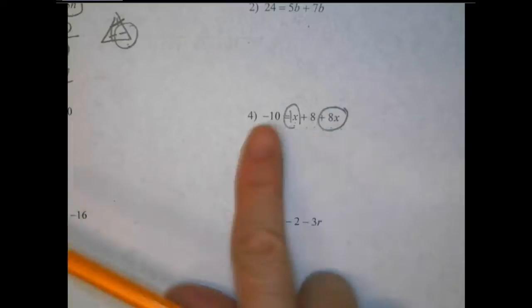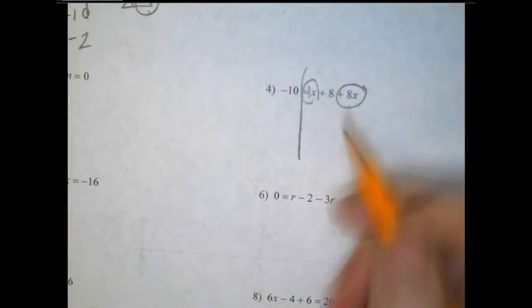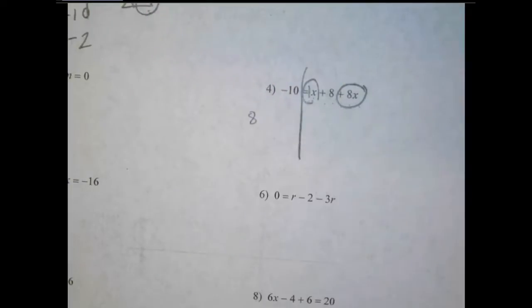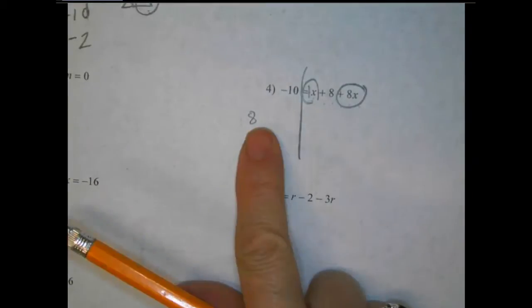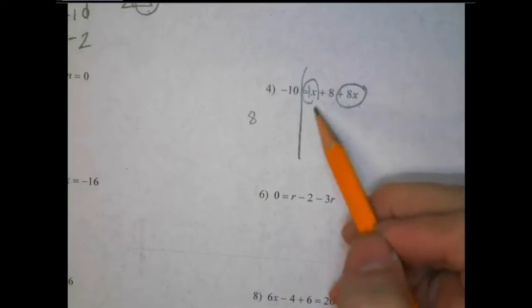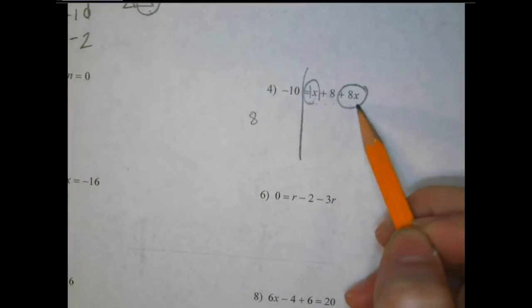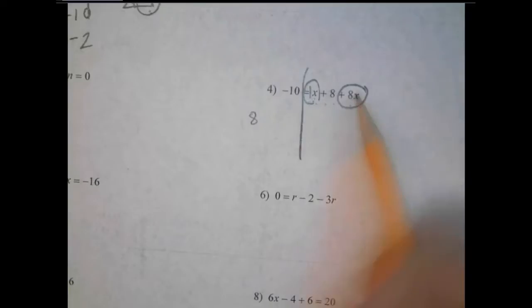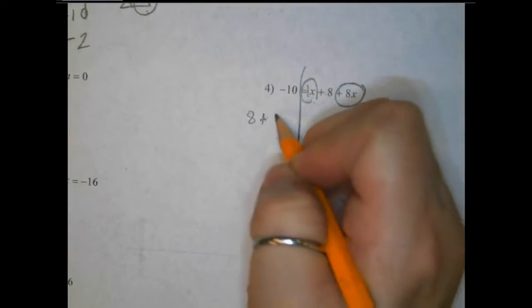No, I can't, right? Because that's on the other side of that equal sign. So I'm going to move my 8 over here. It's a positive 8, so I'm going to move it over. Now I have a 1x and an 8x. So what is 1 plus 8? Positive 9. So I'm going to write plus 9x.